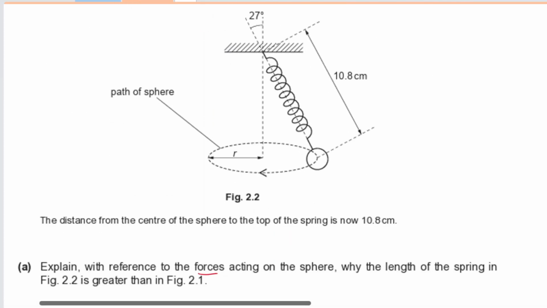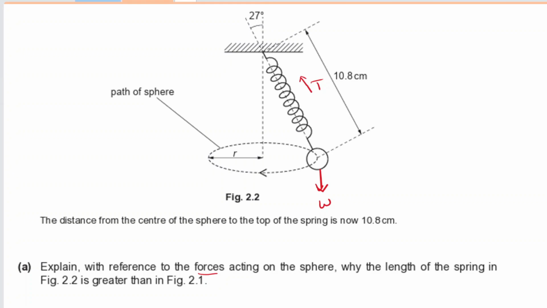Now, when we go to the second diagram, what are the forces again? We have the weight here, and we have the tension. But this time, the tension is not acting vertically like this. It's acting in this slanting way over here. So the tension is actually going this way because the spring is bent this way.